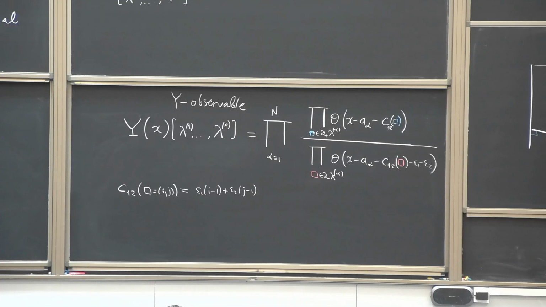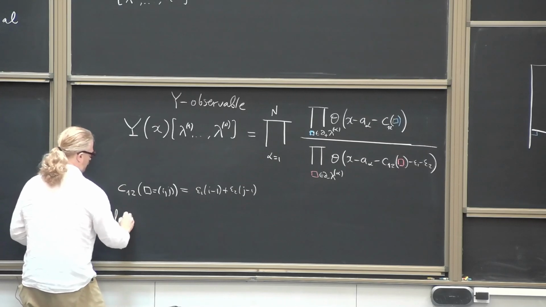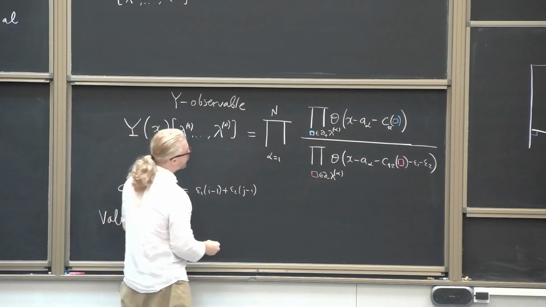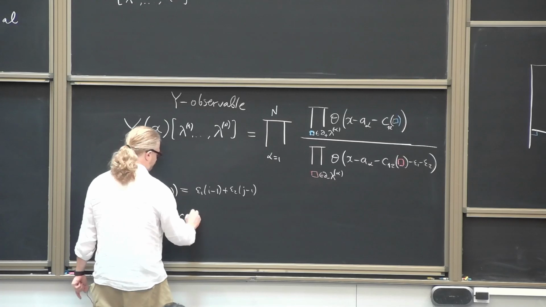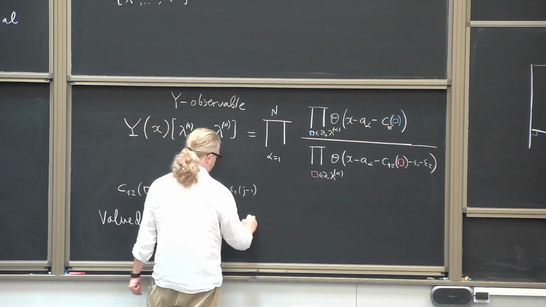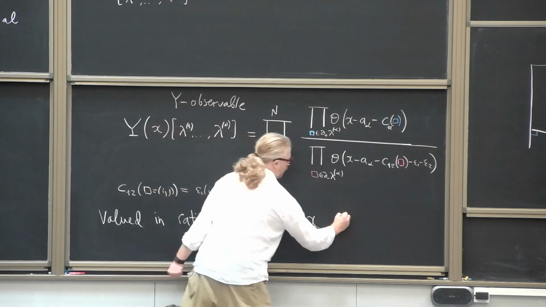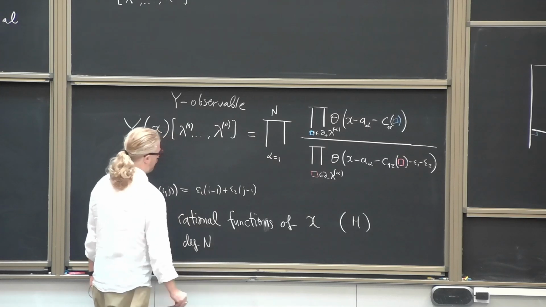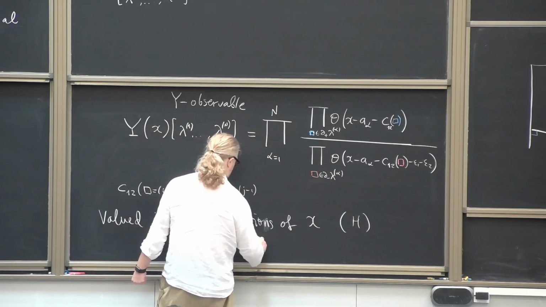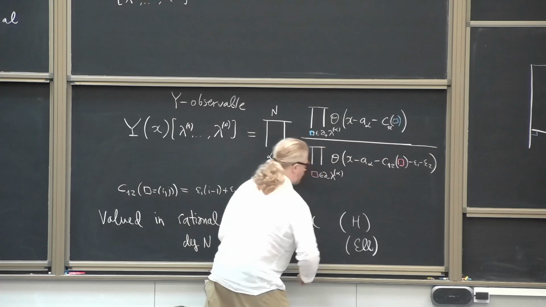So what is it? It's a rational function. So this observable takes values in the rational or meromorphic functions of x, depending on which theory, for the cohomological theory, or this would be degree n line bundles on an elliptic curve in the elliptic theory.